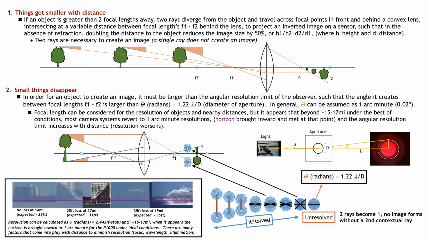To expand on that concept a bit, focal length can be considered for the resolution of objects in nearby distances, but it appears from just personal observation of footage that I've been able to look at that beyond about a 15 to 17 mile distance, even under the best circumstances and best conditions, where water temperature and air temperature are roughly the same, most camera systems revert to 1 arc minute resolutions, and that is how we see the world with distance. So again, the horizon begins to get brought inward and met at that point, at least within that lower compressed field, and the angular resolution limit increases with distance from that point on, and the resolution worsens.